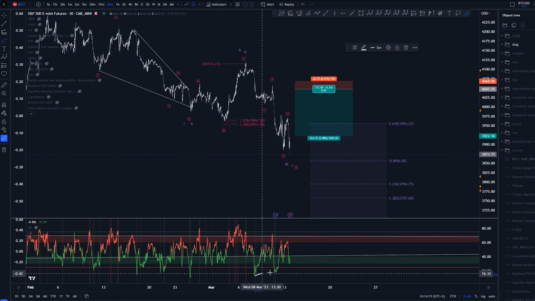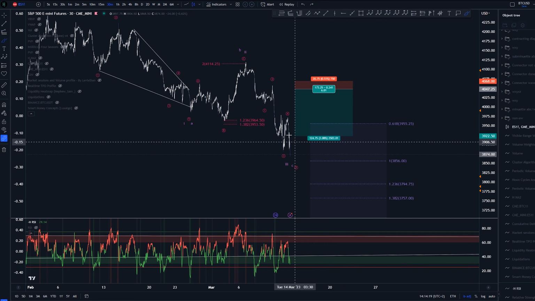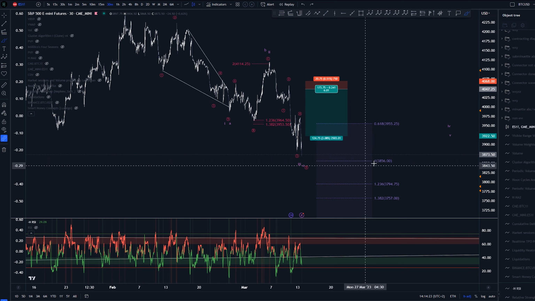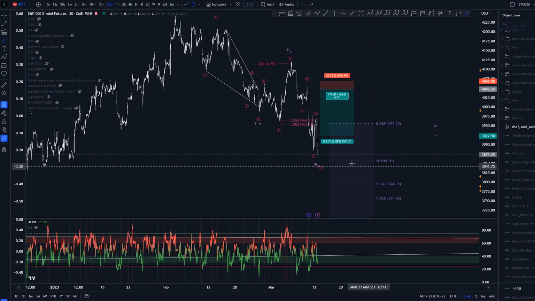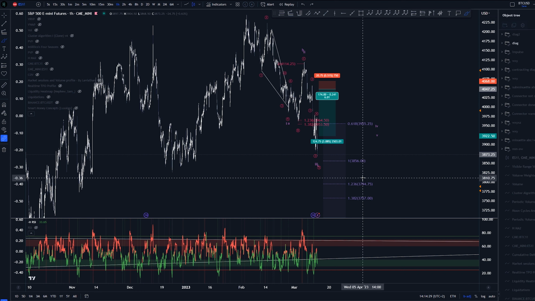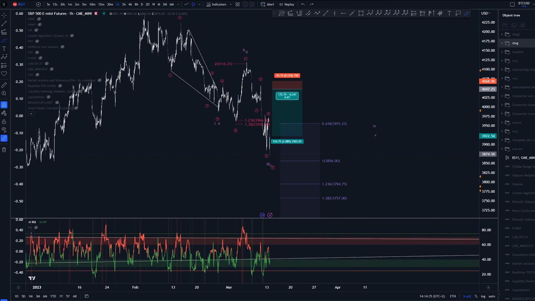We are getting these divergences here, multiple time frame divergences as well, so there is a chance that we are moving up soon. I want to see this 1-to-1 hit and probably take out these lows here as well. So again, maybe the targets are better here around 1.236, $3,800, but that's just one idea.